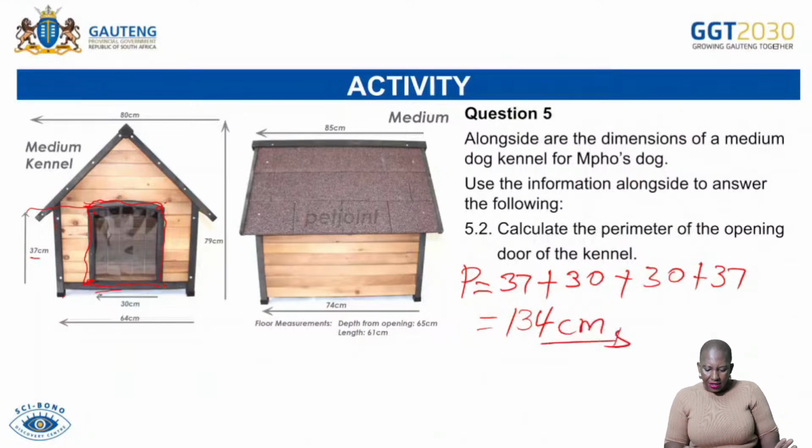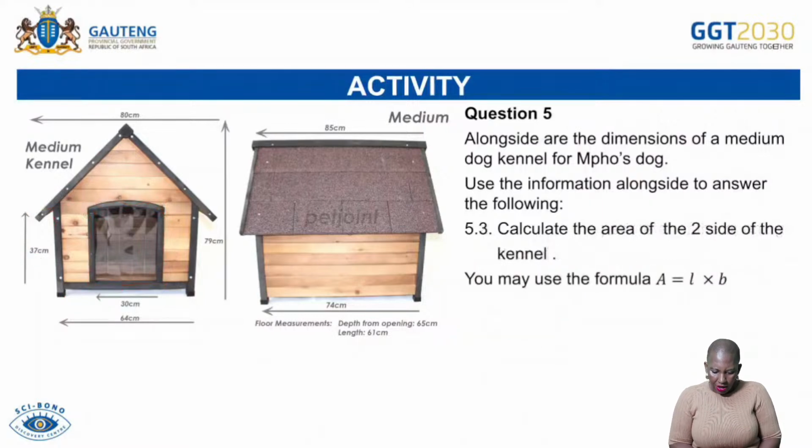This is the perimeter, in centimeters. We don't do any calculations. We don't multiply the units. We keep the units as they are. Now it says calculate the area of the two sides of the kennel.